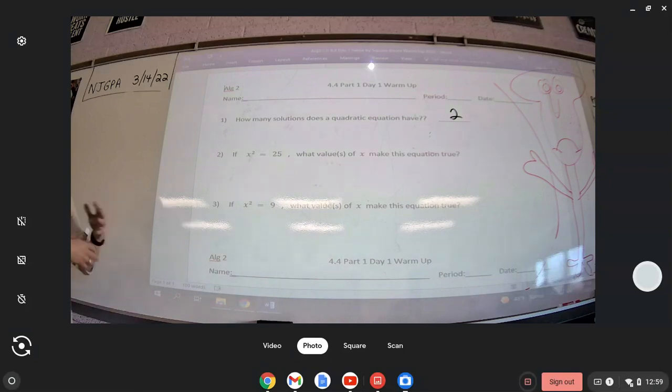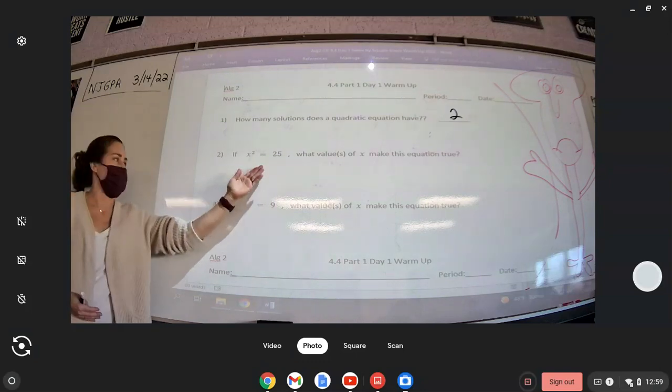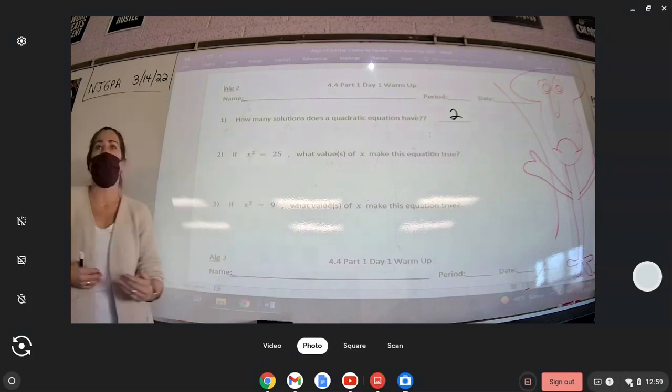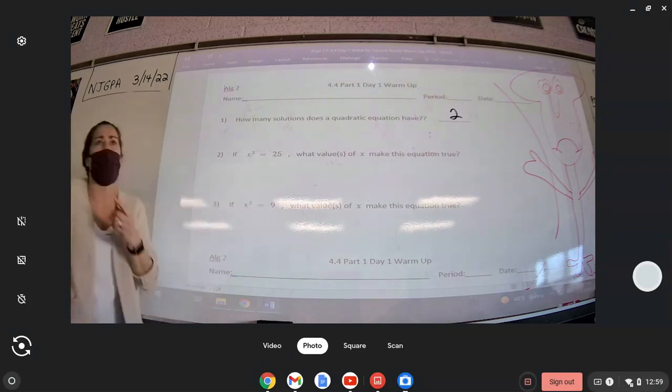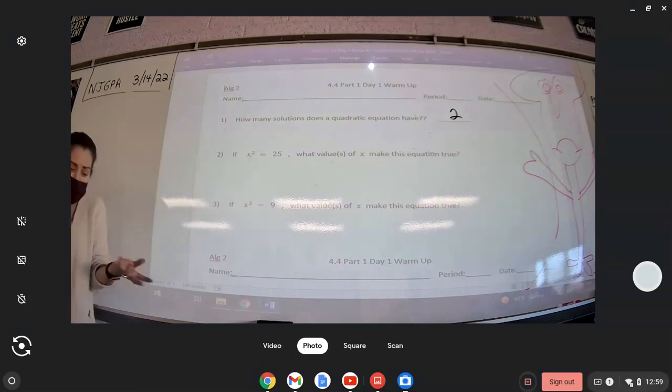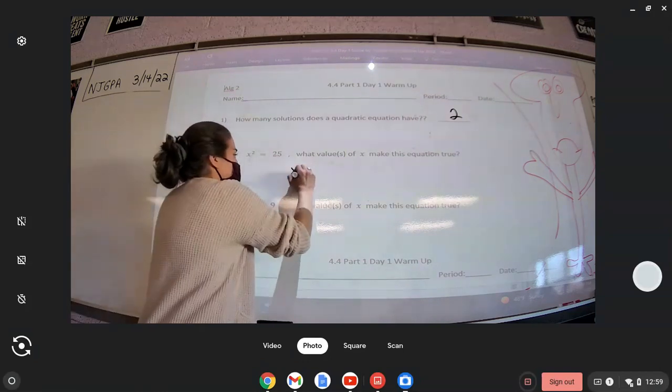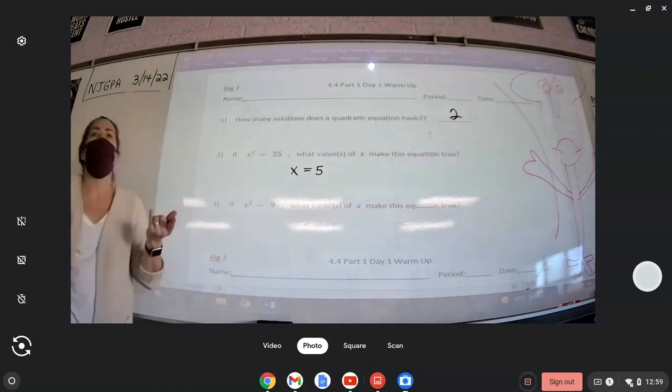So look here, I'm trying to get you ready for this. Here's a quadratic equation. I said x squared has to equal 25. I need you to solve it. I need you to tell me who x could be that would make this equation true. Guys, you know it. Who could you square that would equal 25? 5. That's exactly what you should say. However, that's only one answer.